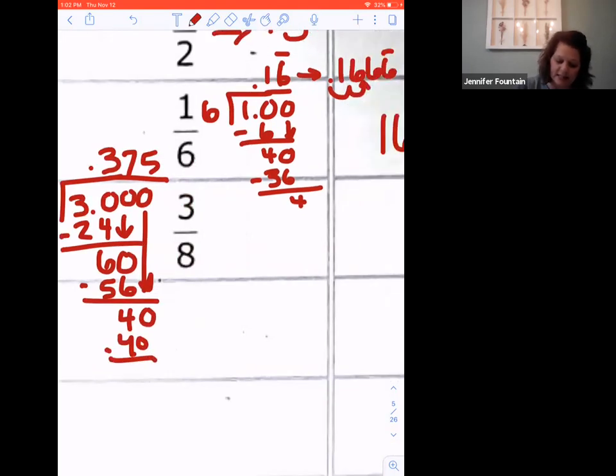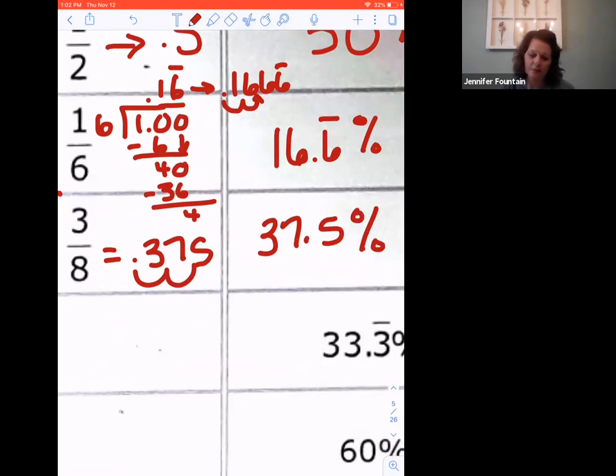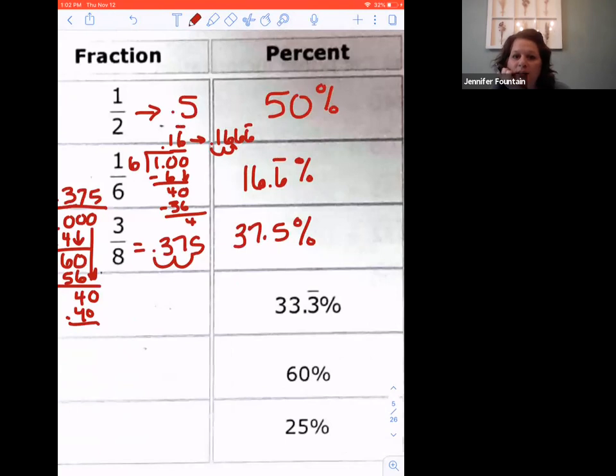So I see that this is 0.375 as a decimal. 2 places to the right, so I have 37.5%. Any questions on how we did those? First, change to a decimal, then change your decimal to a percent. The way you change a fraction to a decimal is to divide the numerator by the denominator.